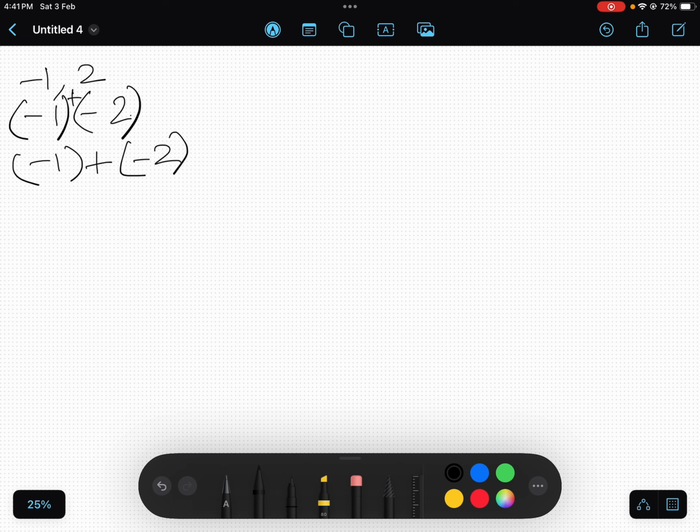So are the signs same or different? Signs are same. So we have to add it. So 1 plus 2 gives 3 and both the numbers are having minus sign. So this 3 will also have a minus sign. So the correct pair of integers are minus 1 and 2. You should be careful after selecting the integers, check it out, work it out to see whether you have selected the right pair.